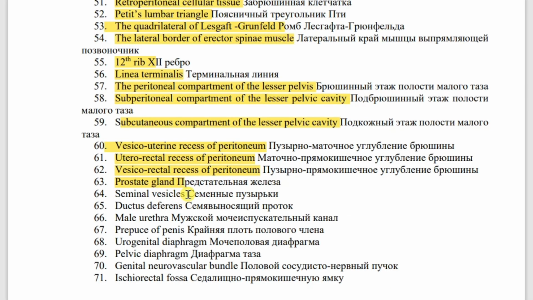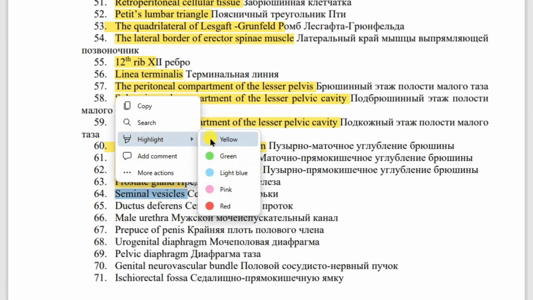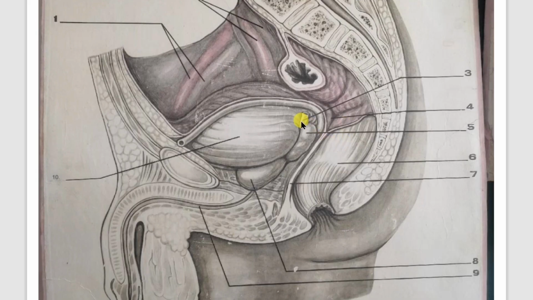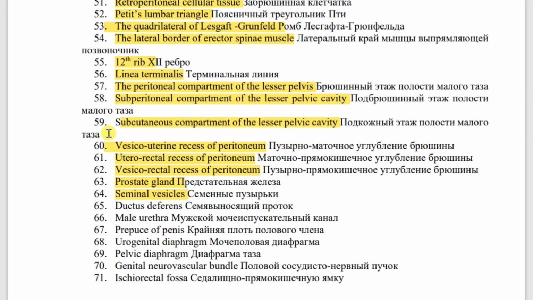The next structure is the seminal vesicles. So let's see it here. You can see these are the seminal vesicles. Seminal vesicles produce fluid. Okay, and this fluid goes to the epididymis via the vas deferens. Vas deferens is a tubule which connects the seminal vesicles to the epididymis. Okay, next see what we have.